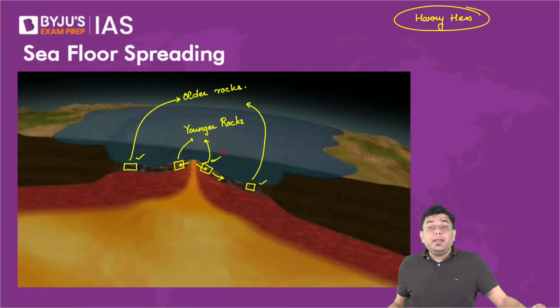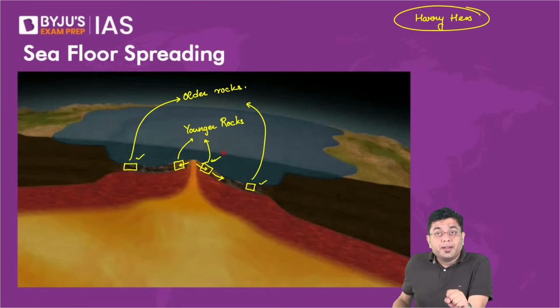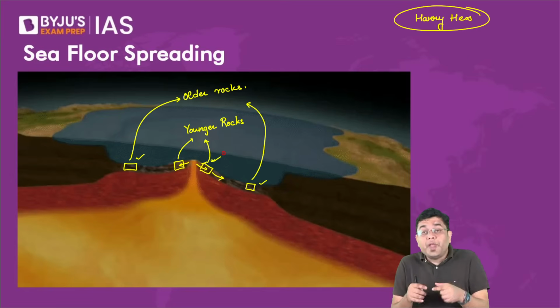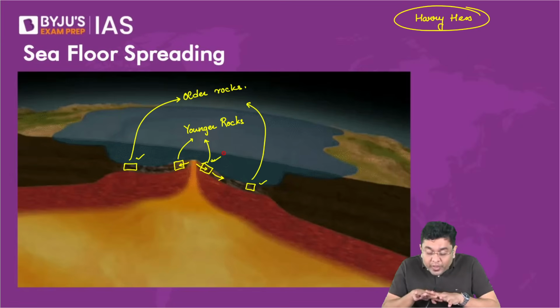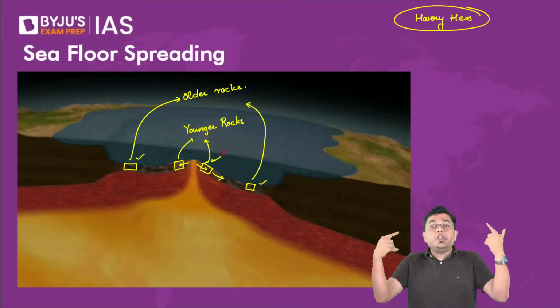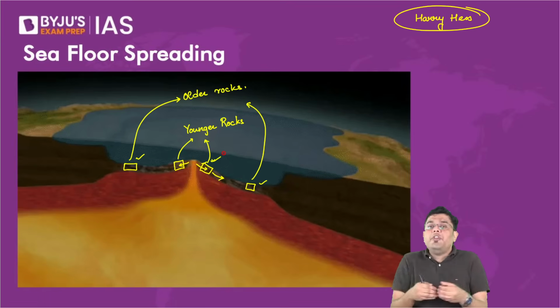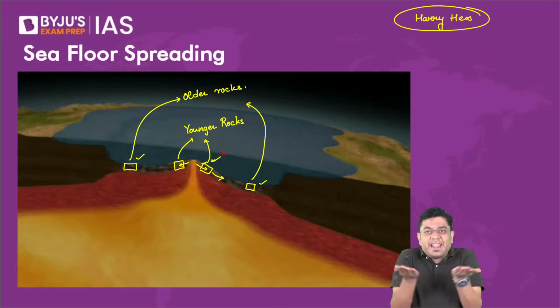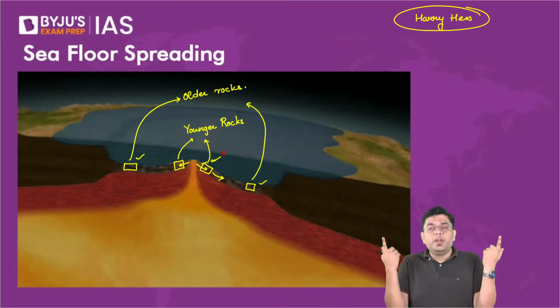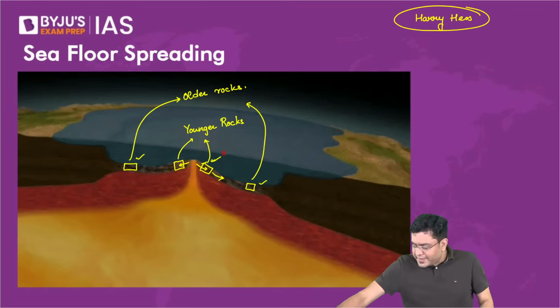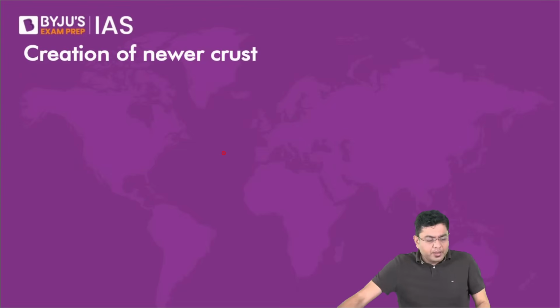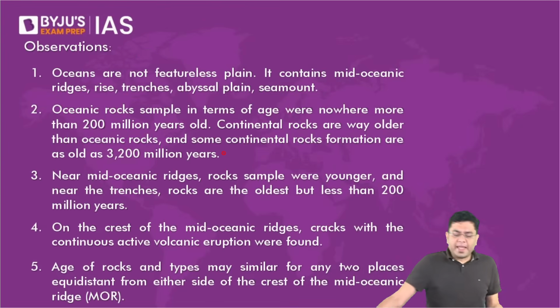This is basically what he postulated: that the sea floor is where new crust is getting created, and that the sea floor is spreading with the creation of newer crust. So he said that the sea floor is expanding, and that is the sea floor spreading theory in brief. So first of all, let us take a look at the observations made by Harry Hess.